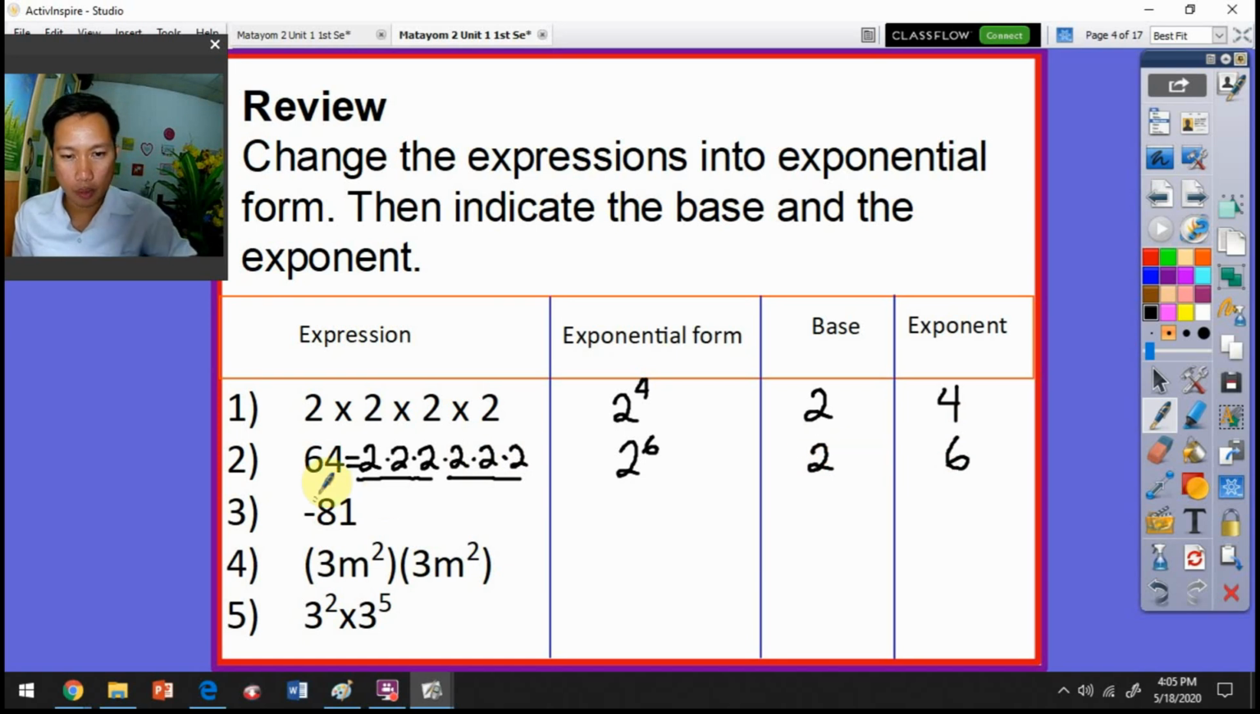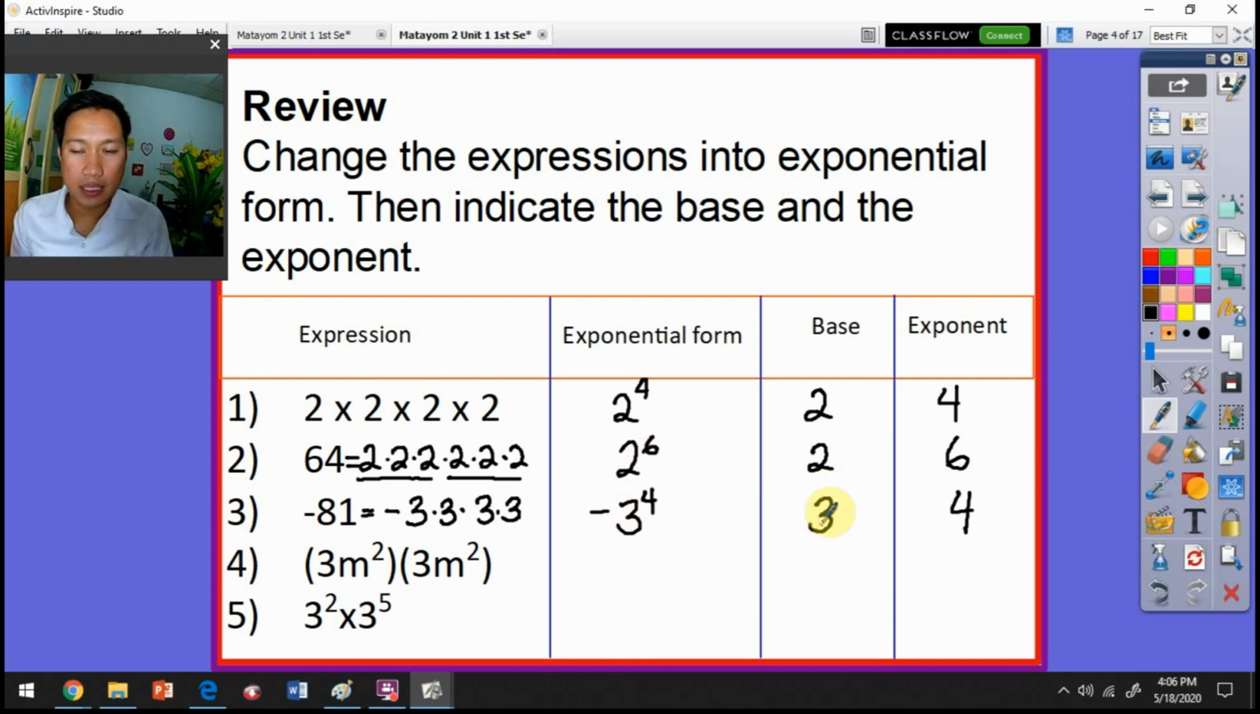Alright, let's move on to number 3. 81 is 9 times 9. 9 is 3 times 3, and the other 9 is 3 times 3. Now, 1, 2, 3, 4: 3 to the power of 4. Like I said a while ago, we write the exponents first so that we will identify its base only. In this case we have 3 only.